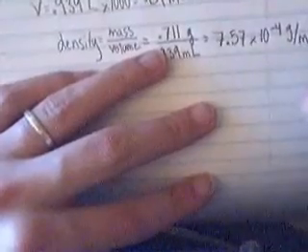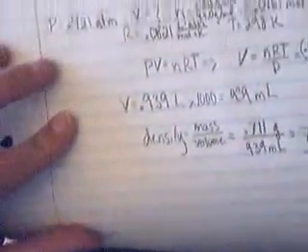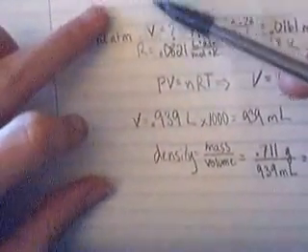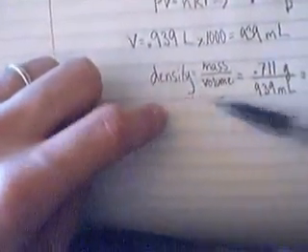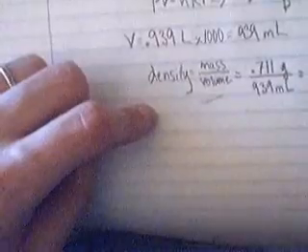grams per milliliter. And the reason this is called a plug and chug is because all you're doing is plugging all the values into this equation, getting a value, and then replugging it in here. So that's the plug and chug density problem.